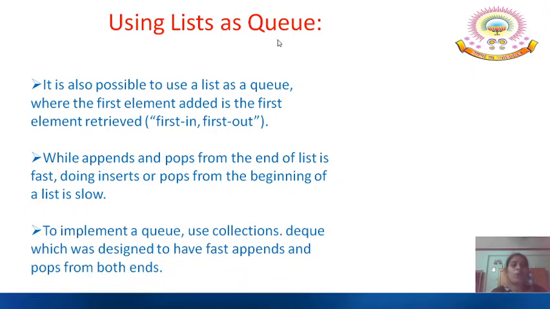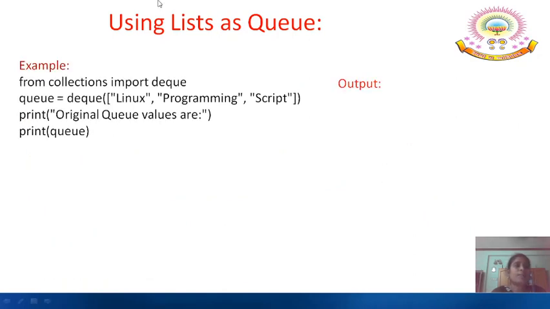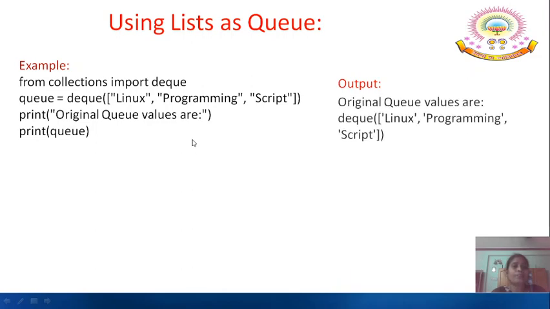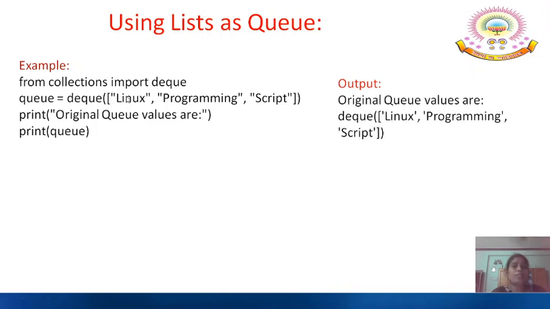So to implement a queue, use collections.deque, which was designed to have fast appends and pops from both ends. Deque means you can add elements at the end, but removing can be done from both ends. Now see the example. You are using collections and importing deque, and using deque you have stored some elements. If you want to print the original list, it will be printed as it is. First one is Linux, second is programming, and third one is script.